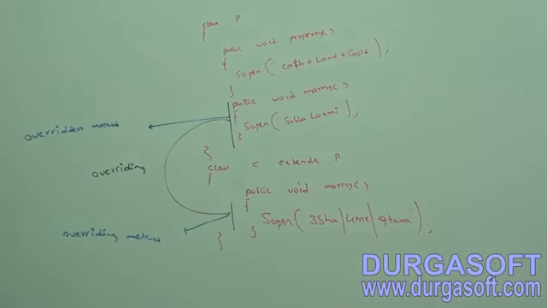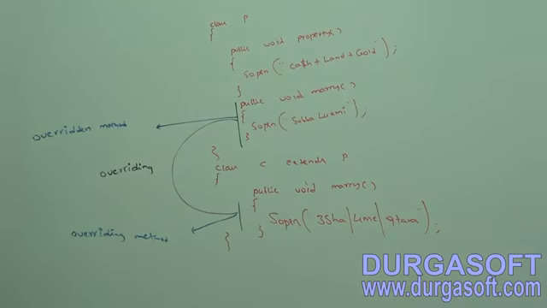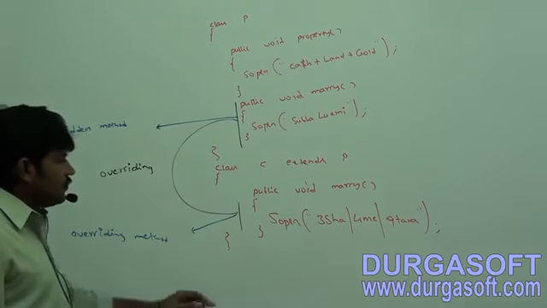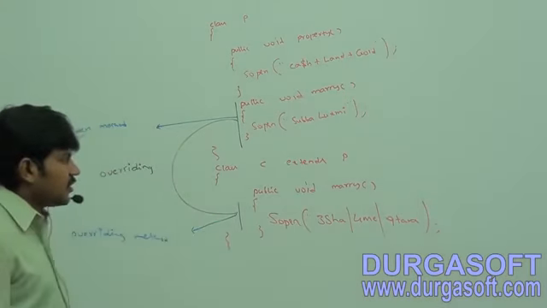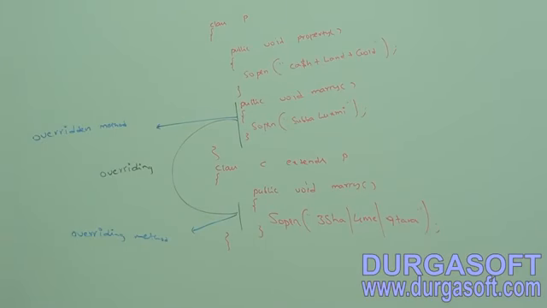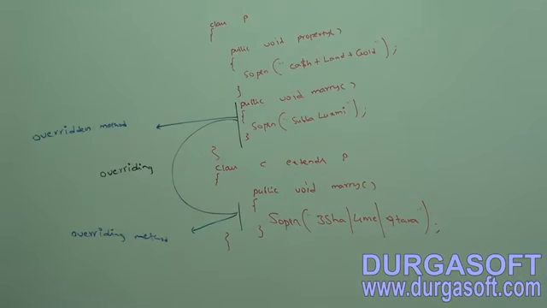Next, class C extends P. Next, public void marry. Class C extends P, public void marry, SOP of. So Trisha or Charmi or Naintara, like any name.